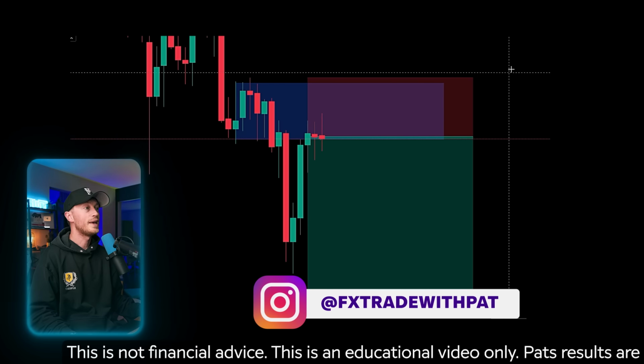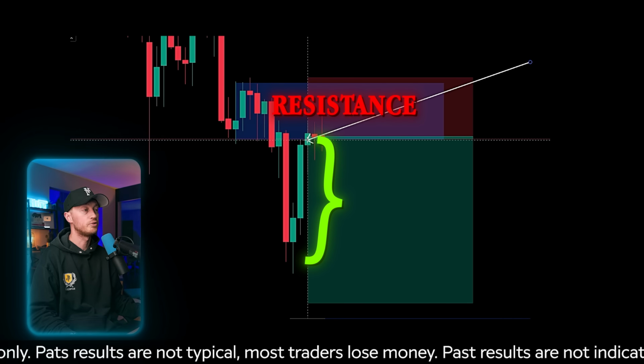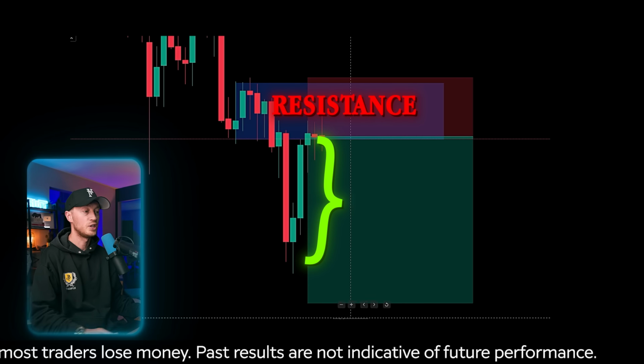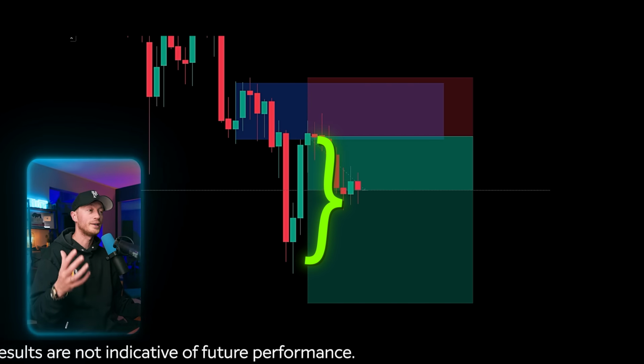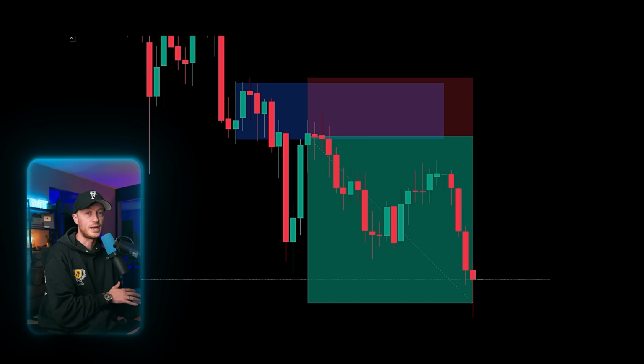You could see here, we have our level of resistance, this blue box right here, and we get 1, 2, 3 green candles that come into that box. That's exactly what we want to see. We want to get that price at a discount, enter the trade, and then smash our take profit.